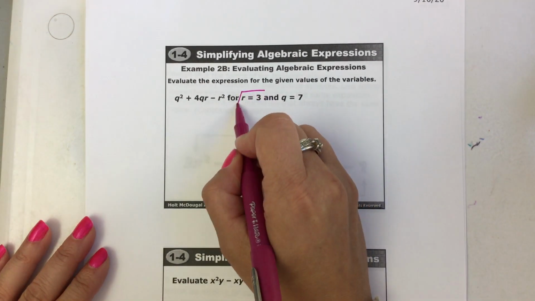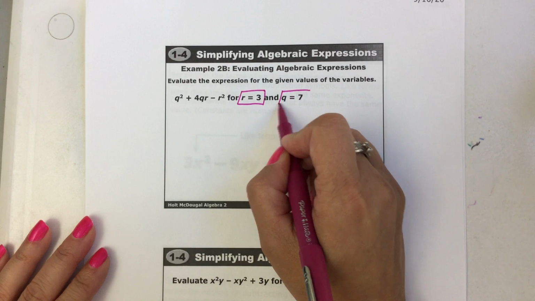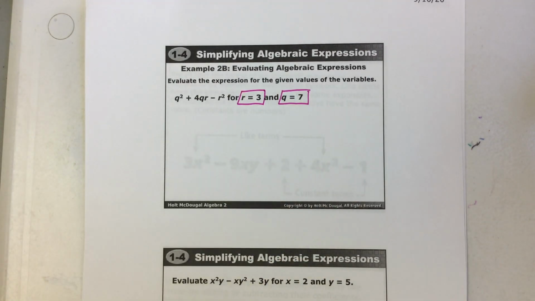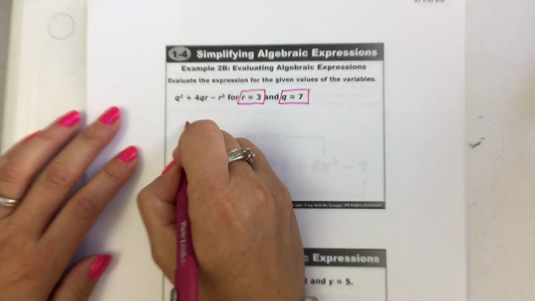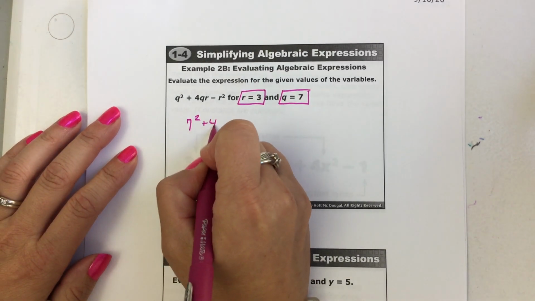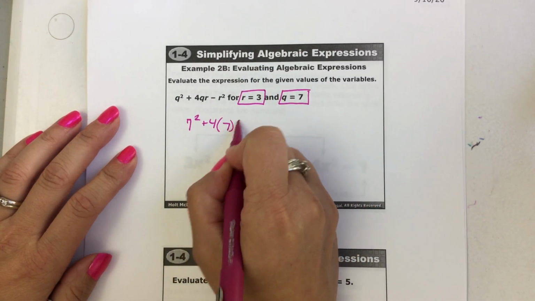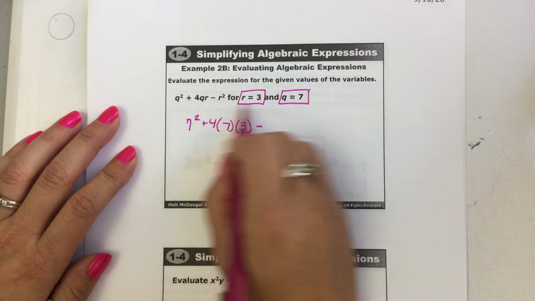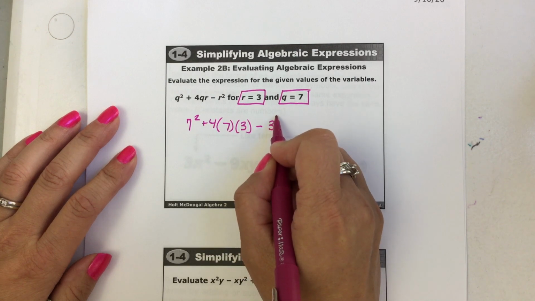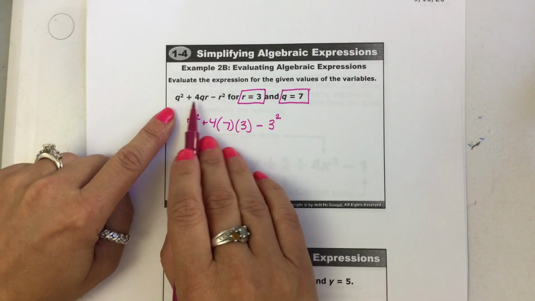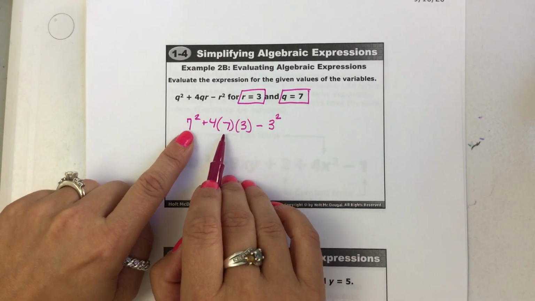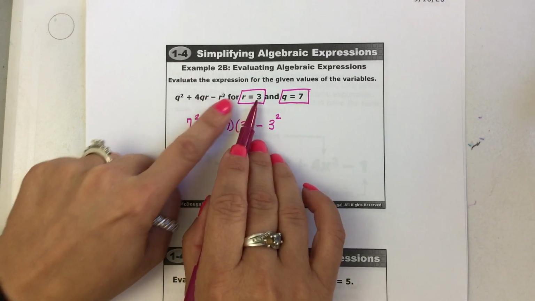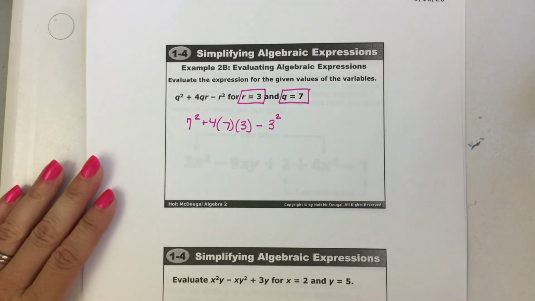Step 1, replace all of the r's with 3 and replace all of the q's with 7. So I'm going to go ahead and do that. So I have 7 squared plus 4 times q, which is really a 7, times r, which is really a 3, minus r, which is really a 3 squared. So I have 2 q's, the q's became 7s. I had 2 r's, the r's became 3s.